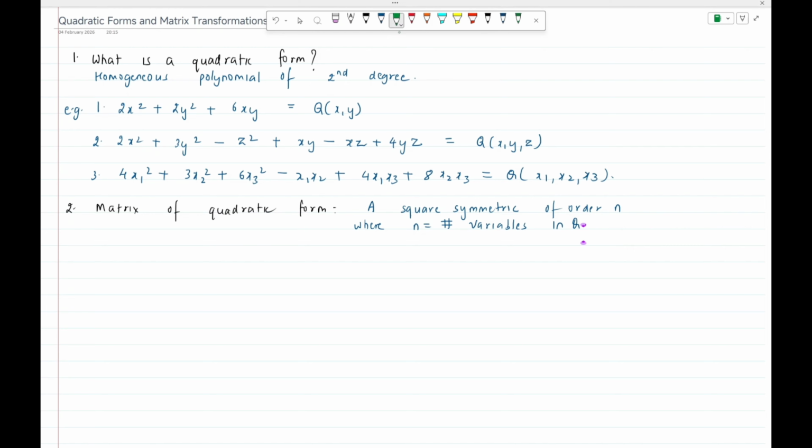So in the first case, we can say that Q of x, y, it is dependent only on two variables. So the associated matrix A over here is going to be a matrix of order 2 by 2. For the second and third one, the matrix of the quadratic form is going to be 3 by 3. Now let us see how to construct. Since A is a symmetric matrix, we will be needing two kinds of element. One, the diagonals and the off diagonals.